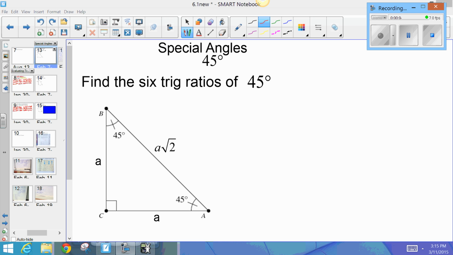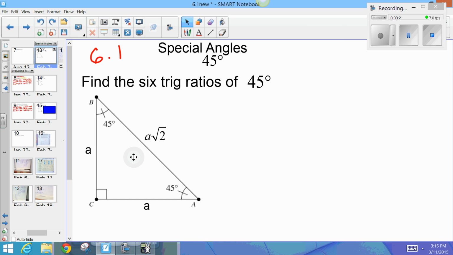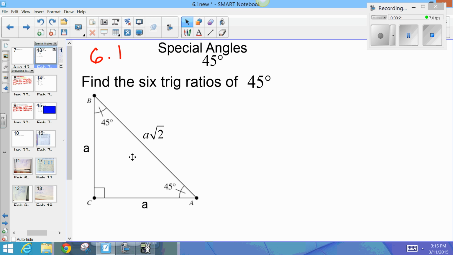This is pre-calculus, notes on section 6.1, special angles. Okay, so there are some angles that are used so often, we call them special angles. Most professors will expect that you have the trig ratios of your special angles memorized.